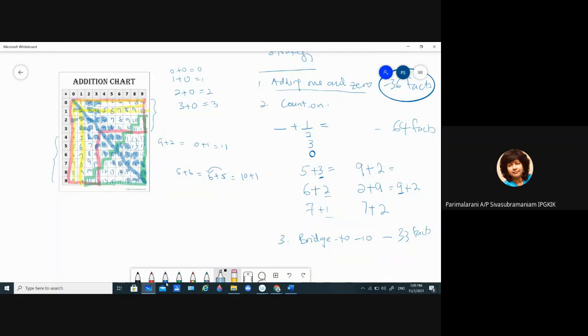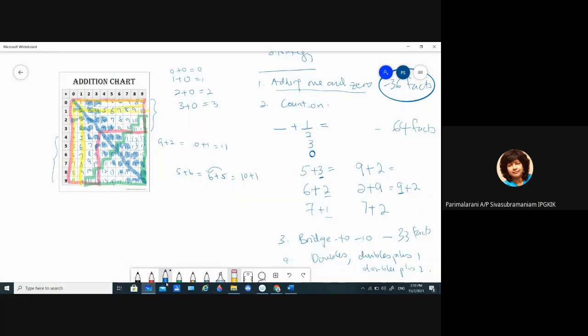Okay, so this whole chart here, there are 100 facts. The fourth one here is doubles, and you have doubles plus 1 and doubles plus 2. Okay, so all these 100 facts you can teach the students to learn using these strategies. So we use these strategies to help them to memorize these facts. So all these strategies we only teach them in the beginning. Once they've memorized already, they can throw away the strategies. No need strategies.